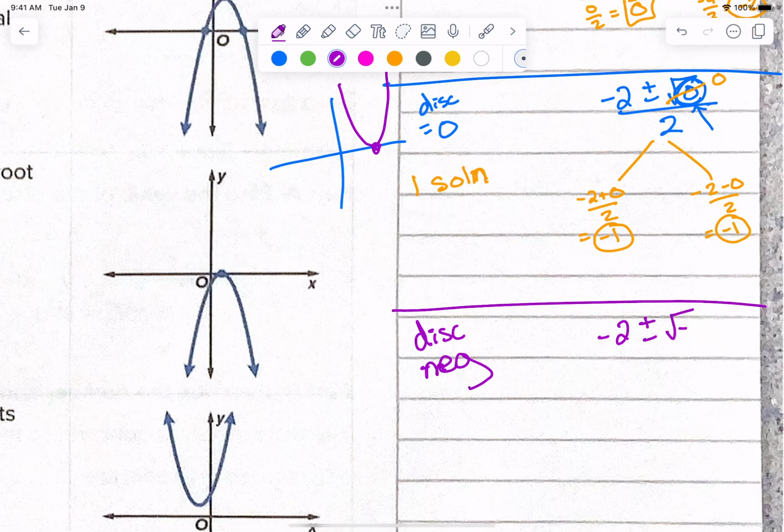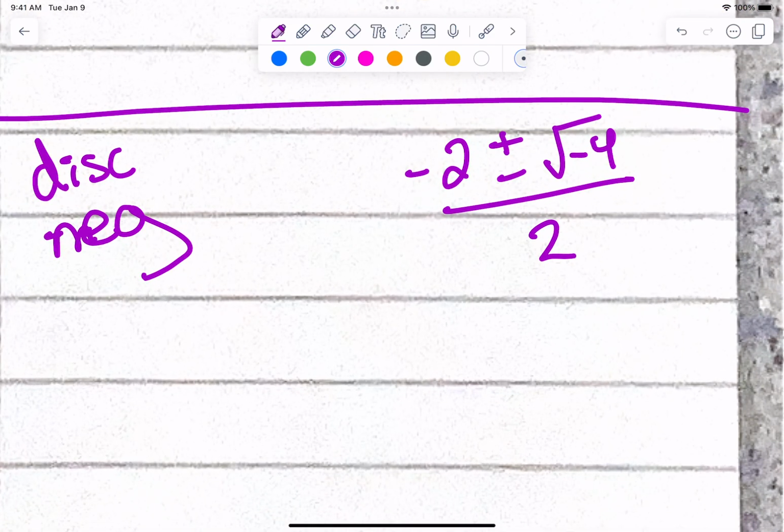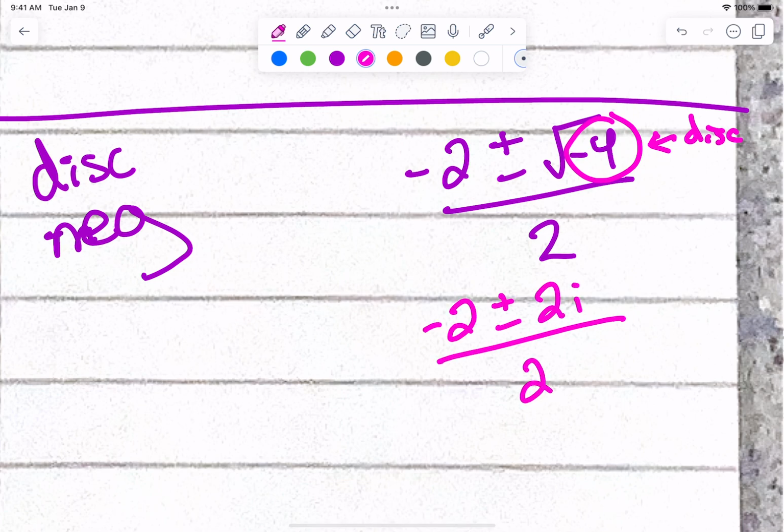pieces here. And I'm going to do -4. And that's what I've got going on here. Okay? The square root, my discriminant is -4. What is the square root of -4? Imagine. 2i. So this is plus and minus 2i all over 2.